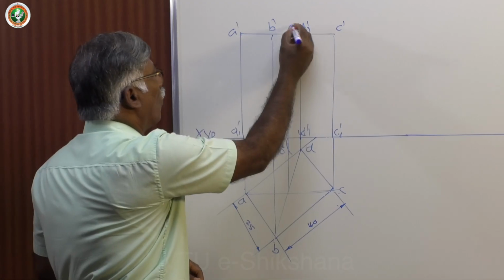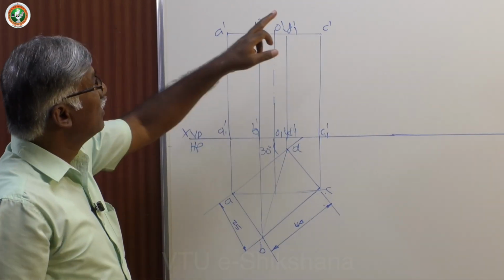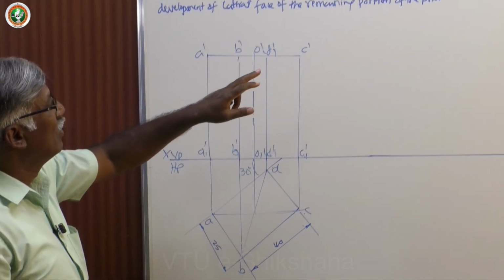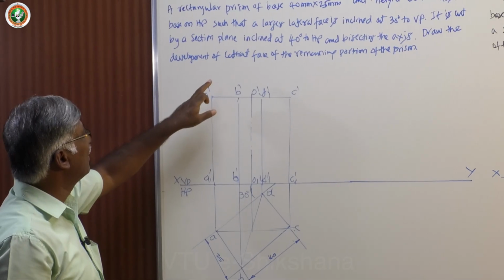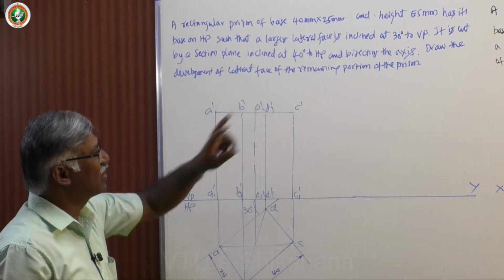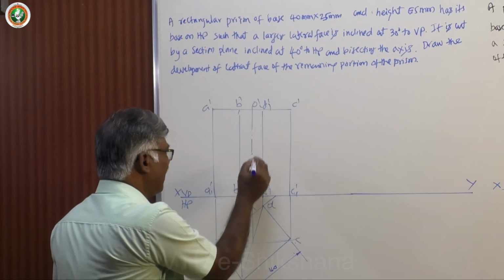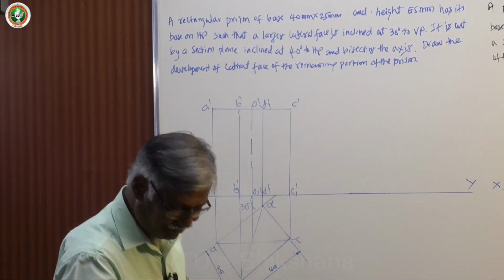This is O dash, O1 dash. Next, the lateral face inclined 30 degree to VP. That we have satisfied. It is cut by a section plane inclined at some degree to HP and bisecting the axis. So in that case, you identify the midpoint of the axis and draw the section plane.